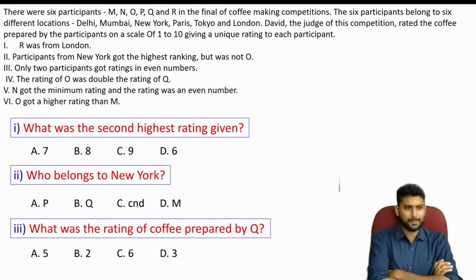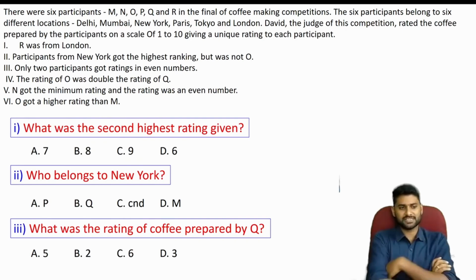Now see, there are 6 participants, and their names are already given. In the final coffee making competition, the 6 participants belong to 6 different locations, which are also given. David is a judge of this competition and rated the coffee prepared by the participants on a scale of 1 to 10. They give 6 different ratings for the 6 different persons.